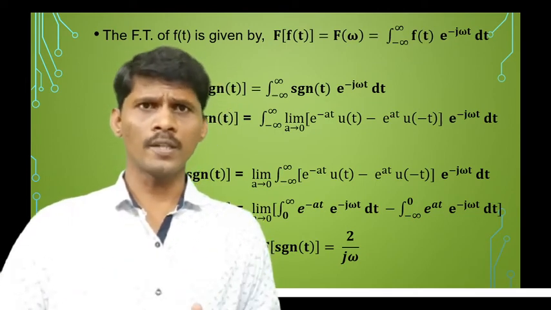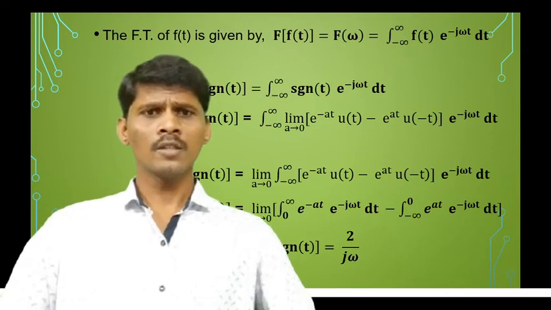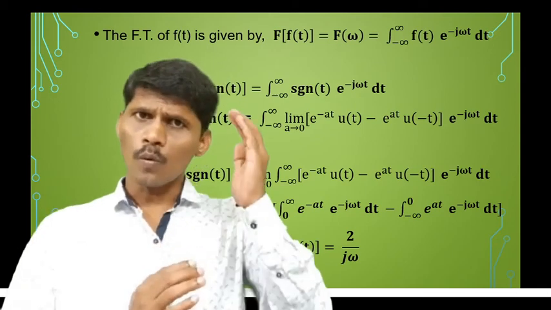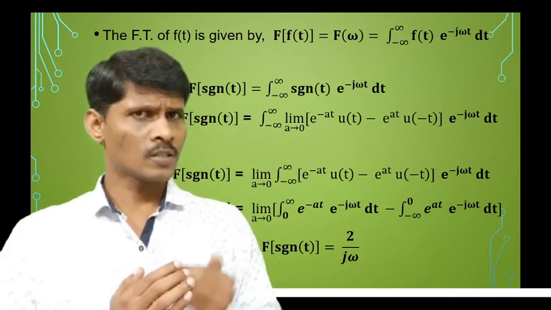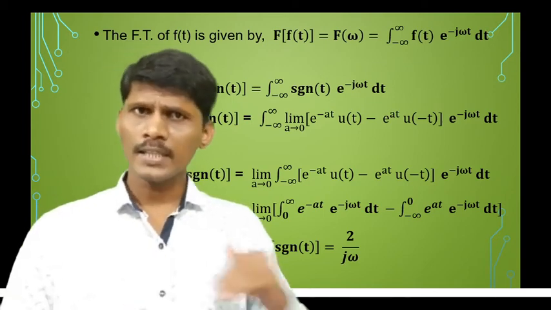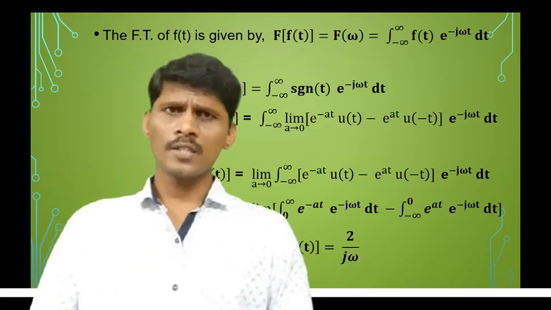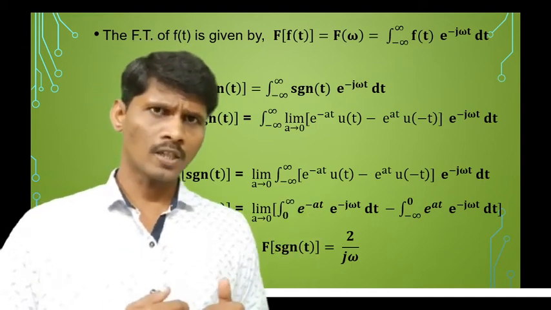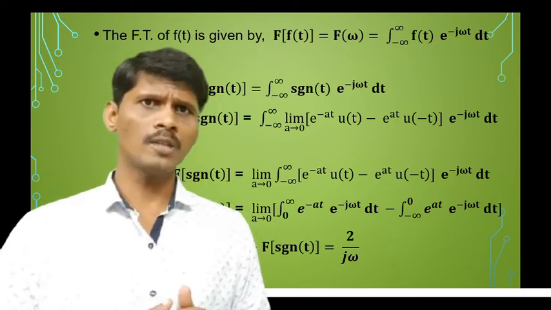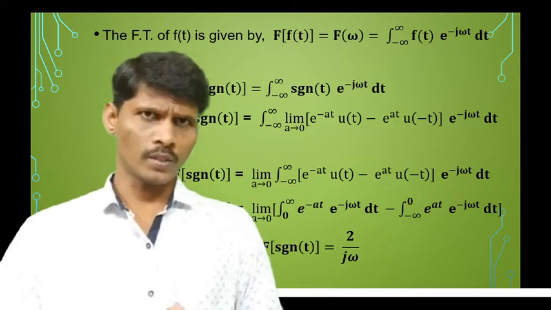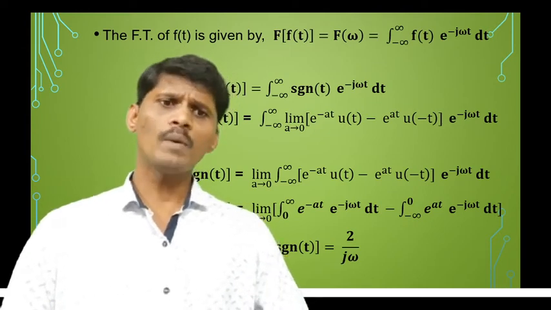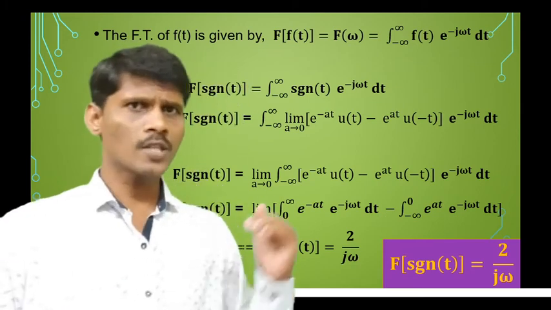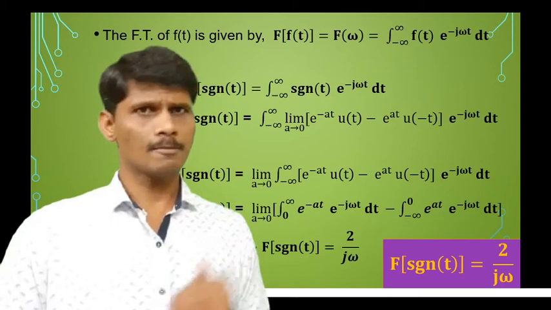So directly substitute here. Before that, limit a tends to 0 is there. So limit a tends to 0 into 1 by a plus j omega minus 1 by a minus j omega. Take the LCM. What is the LCM? A plus j omega into a minus j omega. Reducing that term and finally applying the limit value, a tends to 0, we get the resultant value 2 by j omega. The Fourier transform of the signum function is 2 by j omega. This is a very important expression. Keep it in mind.